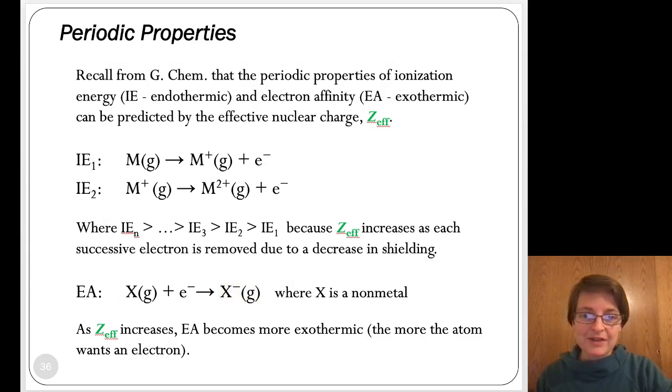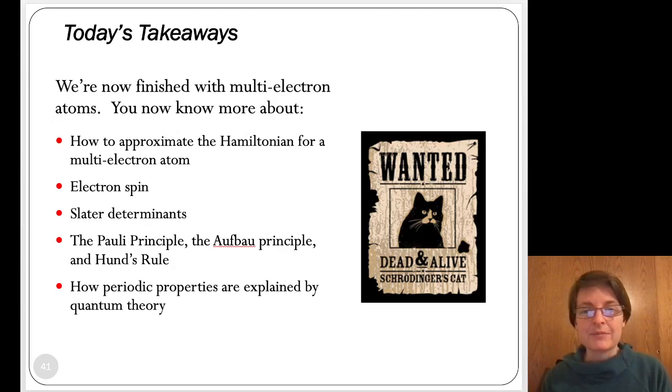All right, so that's all that we wanted to talk about for today. I would say the takeaways from today's lecture is that we saw how to approximate the Hamiltonian for a multi-electron atom. We learned that we needed to account for electron spin in order to explain this tension between the Pauli exclusion principle, telling us that no two electrons could share the same quantum numbers, and the fact that each of our orbitals can hold up to 2 electrons.